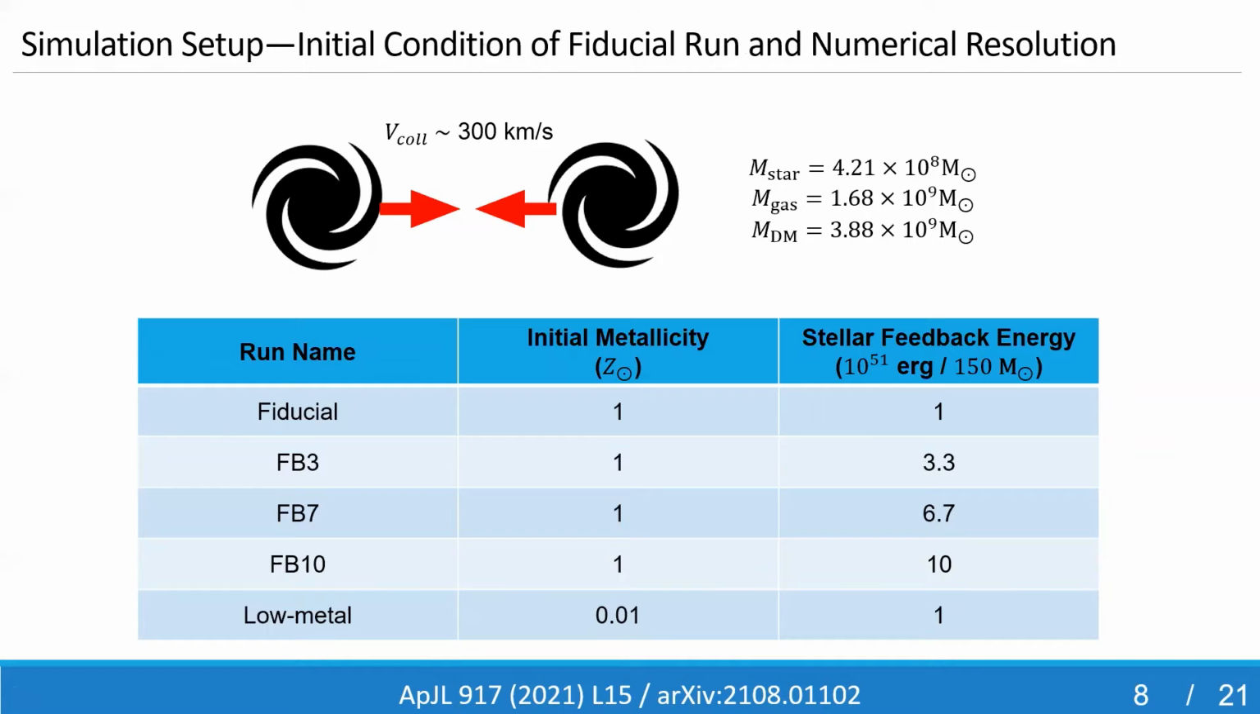So we try to demonstrate the scenario by using simulation codes. Here are the structure parameters of dwarf galaxies used for the initial condition of the simulation. Two gas-rich dwarf galaxies of total mass about 5.5 times 10 to the 9 solar mass collide with relative velocity of 300 kilometers per second. In the bottom table, runs with different stellar feedback inertia and initial metallicity are summarized. So we'll mainly talk about the fiducial run.